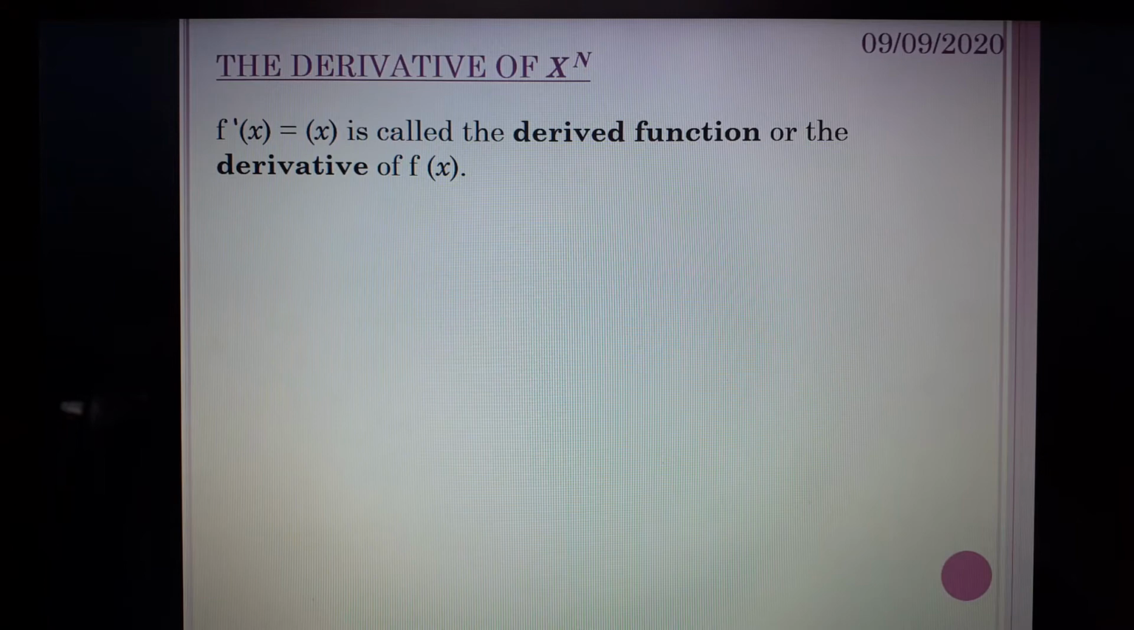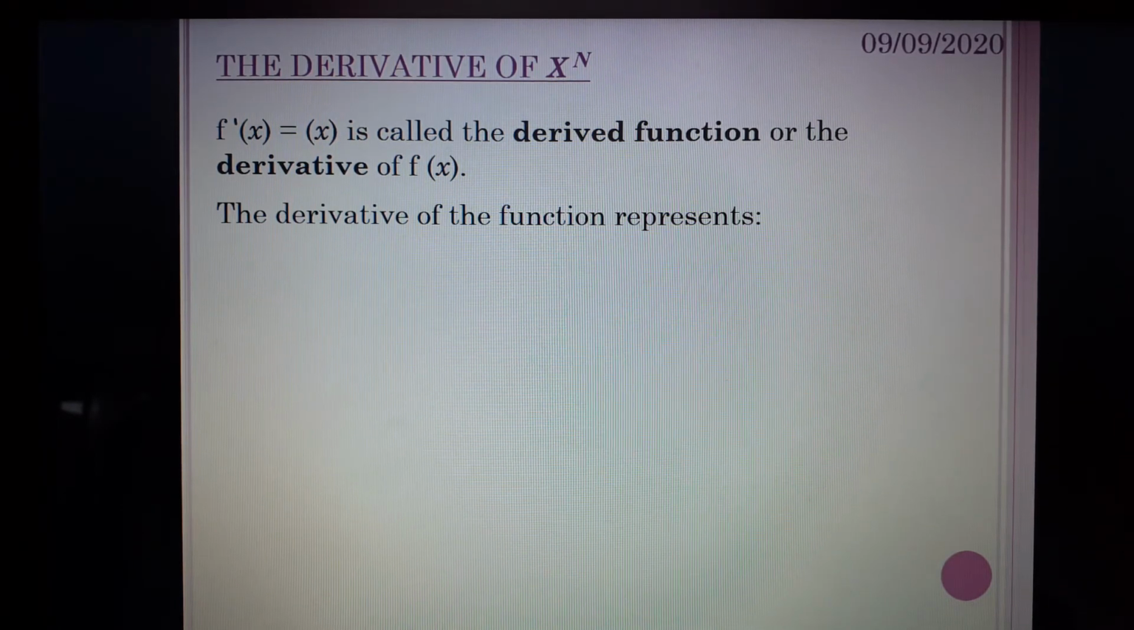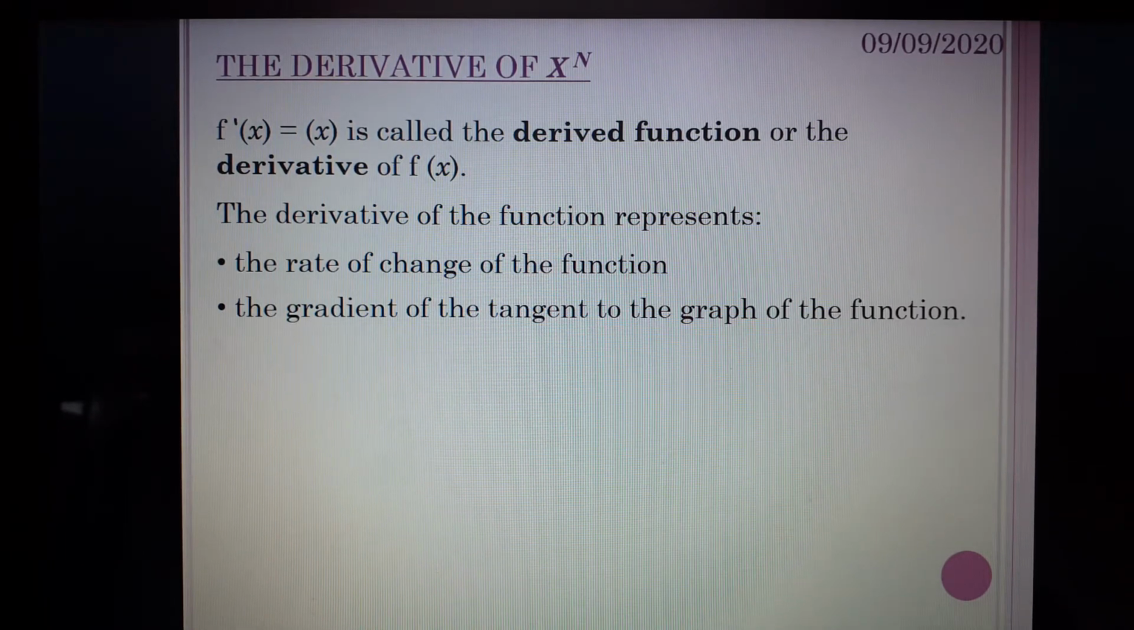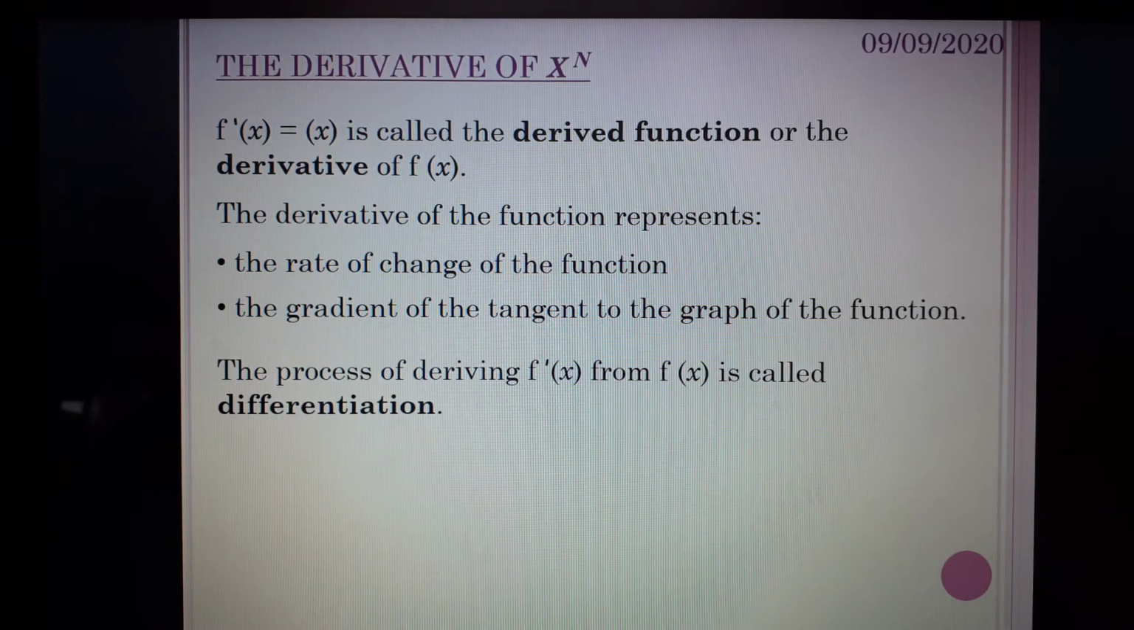The derivative of x to the power of n. F dashed of x is called the derived function or the derivative of f of x. So f dashed of x is what we call the derivative of the original function f of x. The derivative of the function represents the rate of change of the function, the gradient of the tangent to the graph of the function. The process of deriving f dashed of x from f of x is called differentiation. Okay, so that is what we're going to be using for the notation for this.